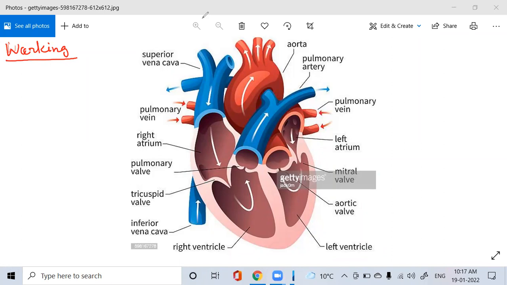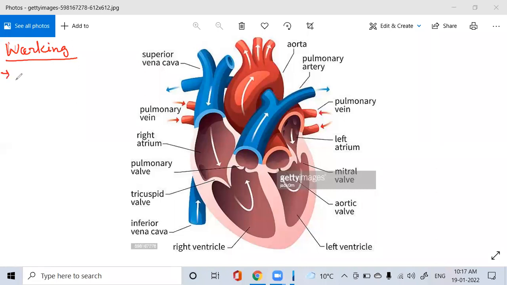Now you can see here the two atria. Atria is the plural term for atrium, right? If I am speaking of two, I will be using the plural word. The two atria contract first, then they push the blood into the two ventricles. The atria then relax and the ventricles contract to push blood into blood vessels. How does all this happen? Let's start one by one.